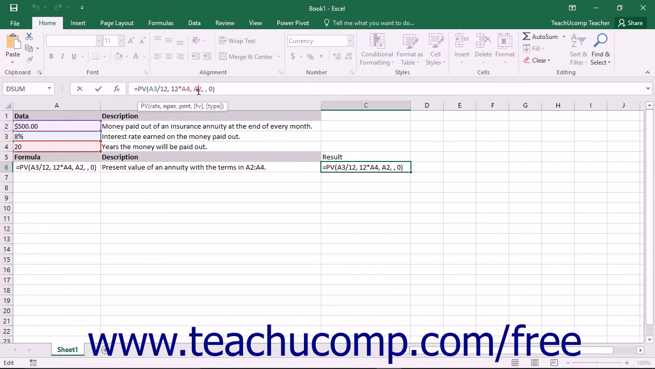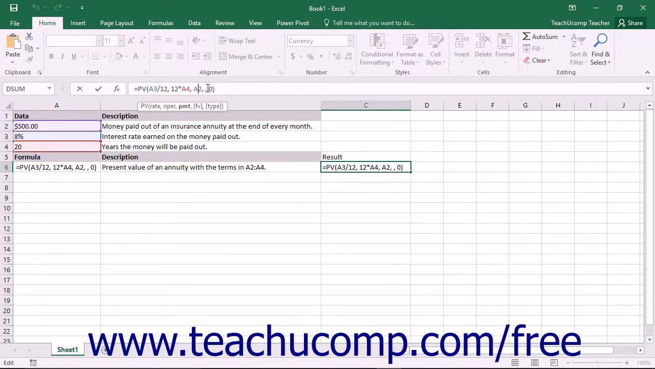Next is the payment argument, and this is also required. This is the unchanging payment made each period. Typically, it includes payment and interest, but no fees. On a $10,000 loan at a 6% annual interest rate for 6 years, the payment amount would be $165.73. You could enter negative $165.73 into the formula as the payment argument.